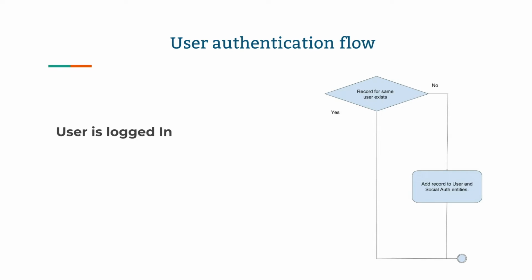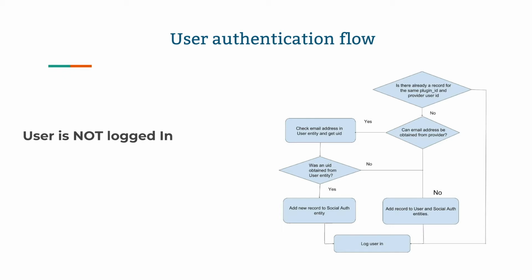If the user is logged in, that means the user is already logged in to the Drupal website. For instance, the user tries to associate a GitHub account to the Drupal user account. If the GitHub account was already associated, there's nothing to do. If it is not, you just have to add a new record to the social auth entity about GitHub, and you can get the initial data. Suppose you want to get all the repositories, you can just get all the repositories of this user if you want.